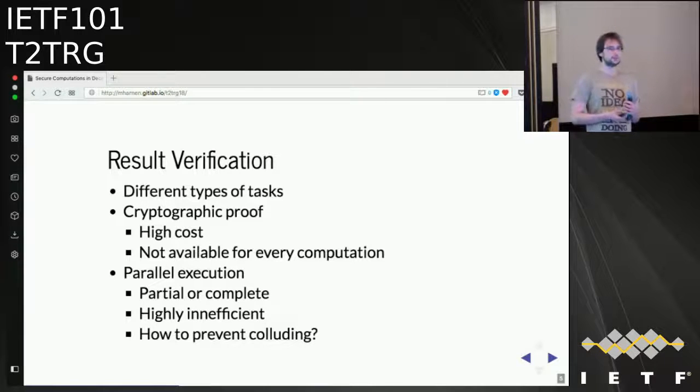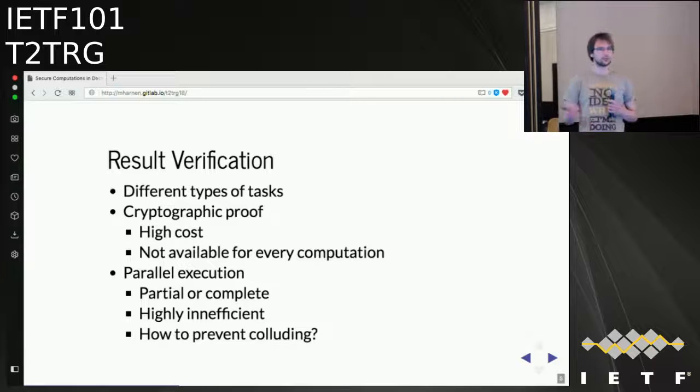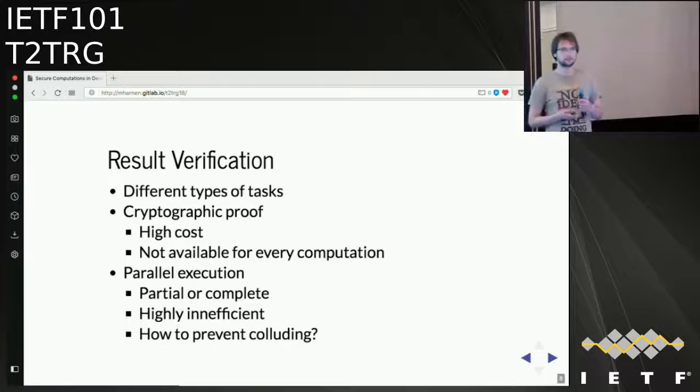However, usually it implies very high cost. Sometimes it's even much higher than the computation itself. And also, it's not available for every single computation. Another solution would be to send the task to many people. Then we get back the results, we compare them, and if they're the same, there's a high chance that the result is correct. However, it's highly inefficient because we have to pay for every single computation. And also we have to prevent colluding, because if two execution platforms collude, they can just send me the same random result, and then I have no idea that something bad happened.